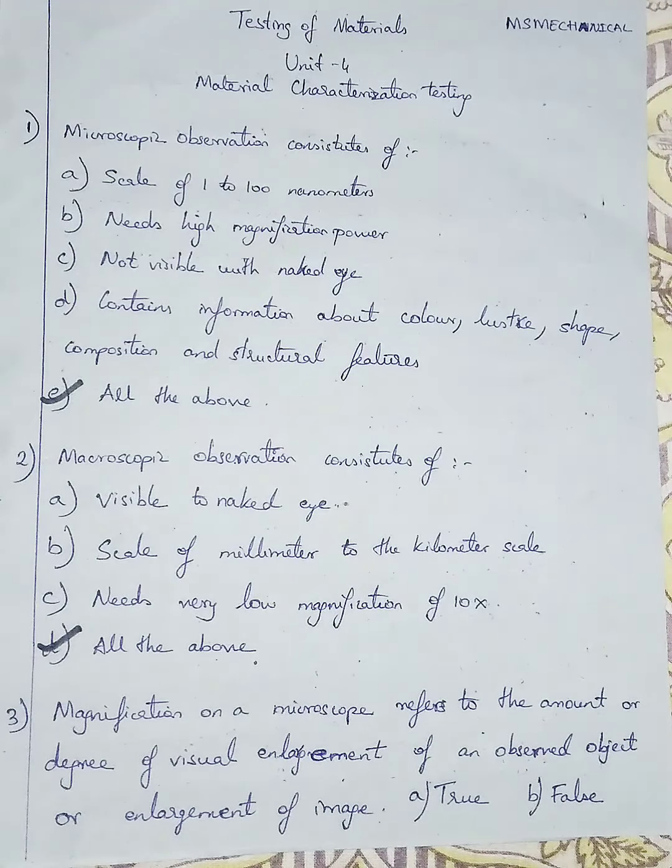Question number 3, magnification of a microscope refers to the amount or degree of visual enlargement of an observed object or enlargement of an image. Option number A is given as true, option number B is given as false. That means magnification is enlargement of an observed object or enlargement of an image. You are enlarging an image and viewing it. That is called magnification. So I am going with option number A, true.